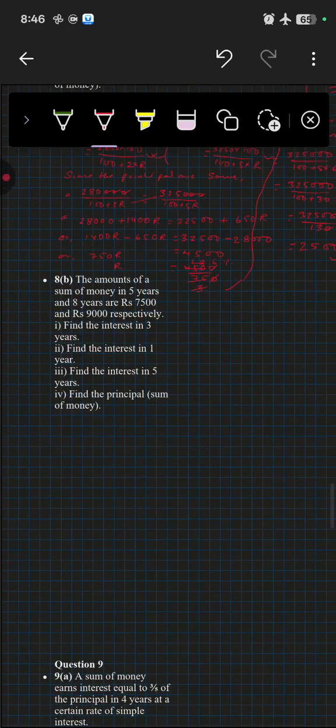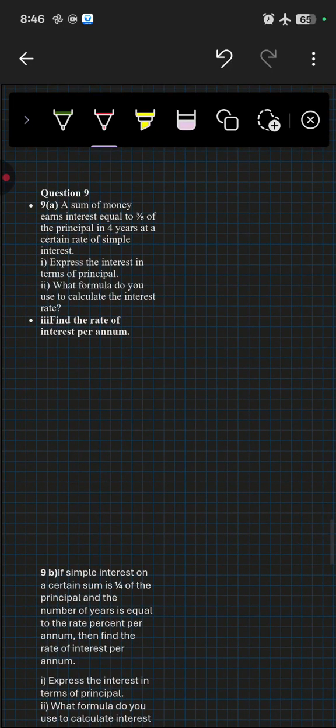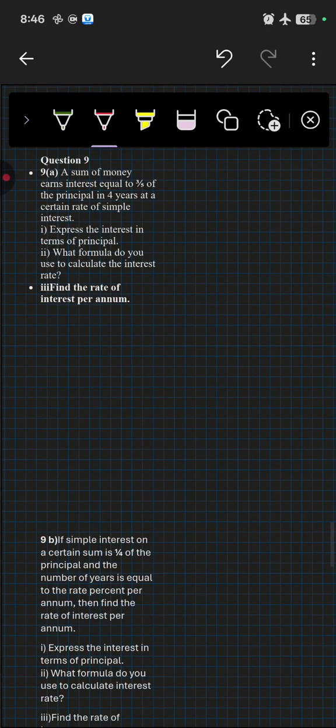Question number 8b is also similar. Over here, the amount of sum of money in 5 years and 8 years. Same question. Come to question number 9. A sum of money earns interest equal to 3 by 5 of the principal in 4 years at a certain rate of interest. The rate is not given. Express the interest in terms of principal.